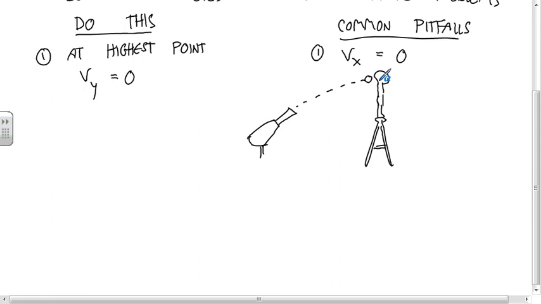So if you ever get confused about what happens at the highest point in two-dimensional motion, think about that example. Remember, did I want to stand up there, or did I not want to stand up there? It'll just help you make sense out of it.